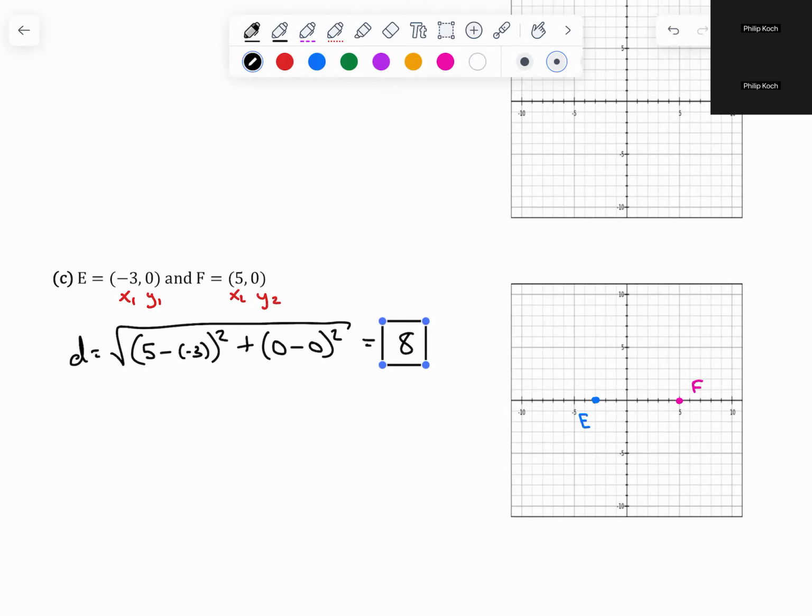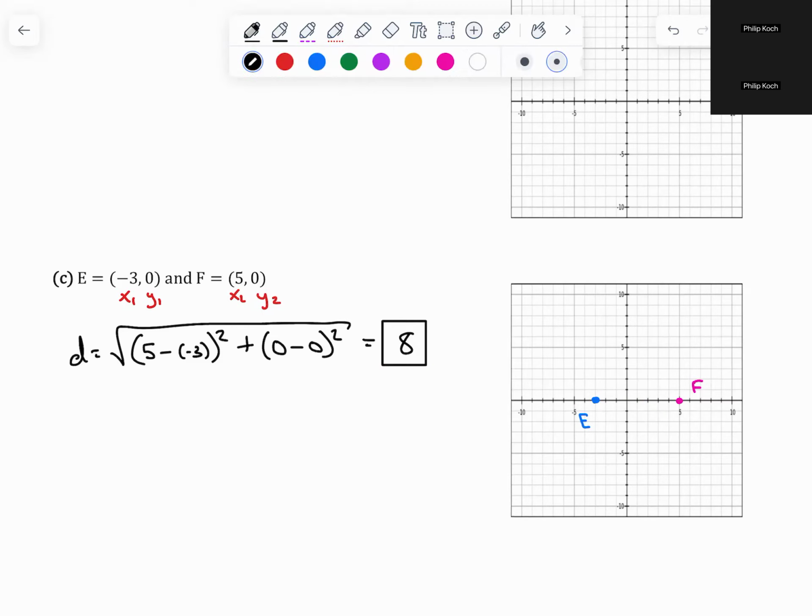The midpoint, you can probably tell that the y coordinate of the midpoint will be 0 because they're on the same line. The only thing that's going to be different is where their middle is in terms of x. But the formula works regardless.